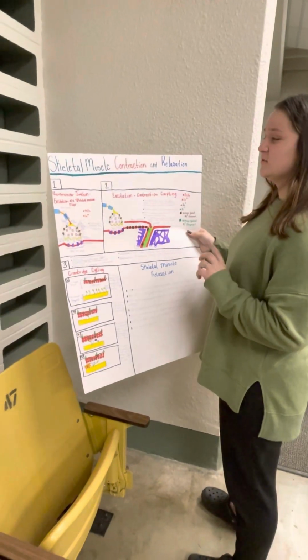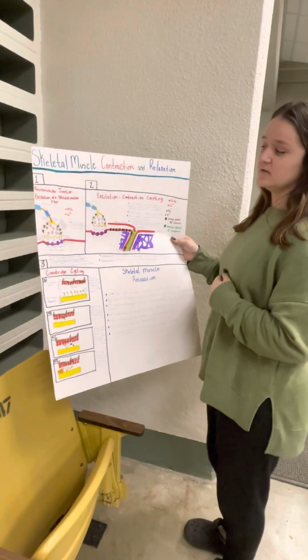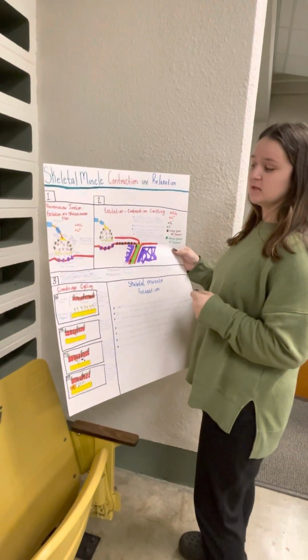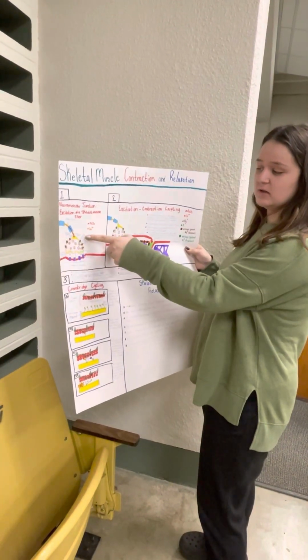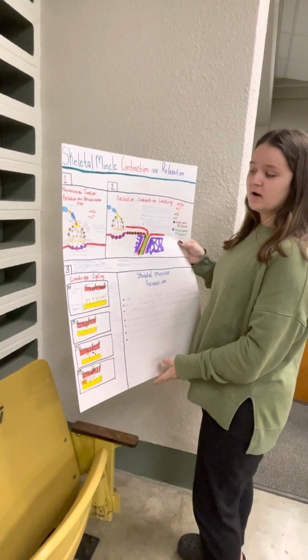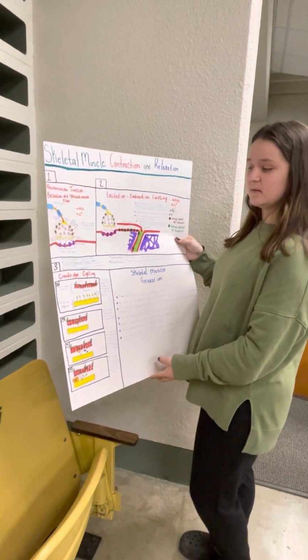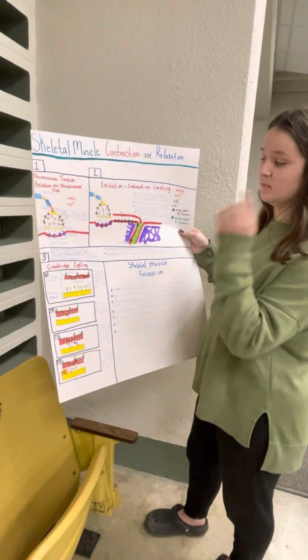So this is skeletal muscle contraction and relaxation. The first step is excitation of a skeletal muscle fiber. You have a nerve signal that propagates down into the motor axon. Next, calcium enters through the synaptic knob. After that, the synaptic vesicles merge in the synaptic knob.